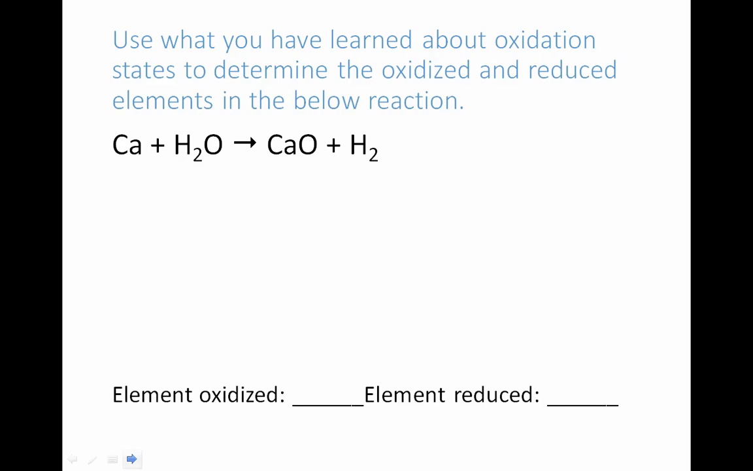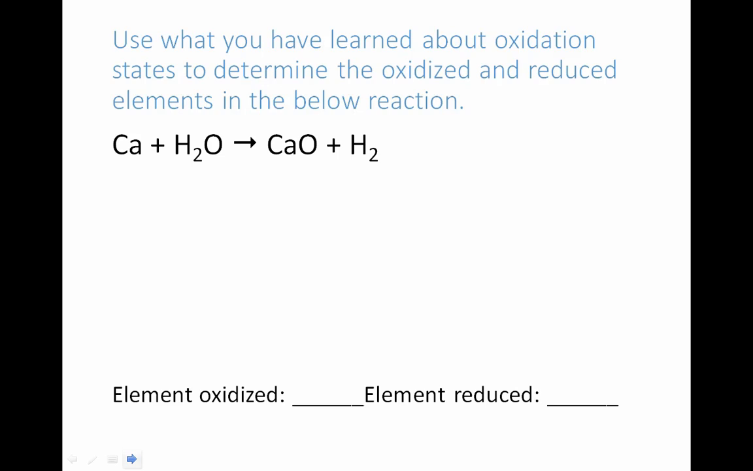Alright, so now, this is the whole point of the lesson. You can now use what you learned about oxidation states to determine oxidized and reduced species in more complicated reactions. So before it was just 2 elements, and you could then decide which one was oxidized and reduced. But now you can do more complex oxidation and reduction problems.